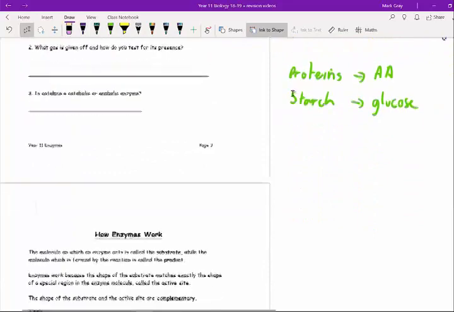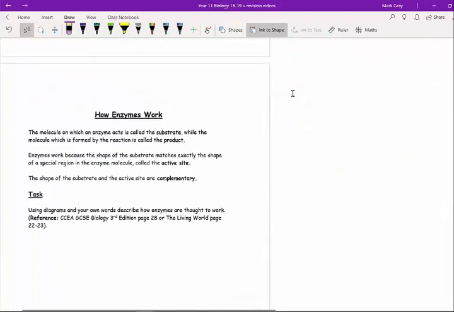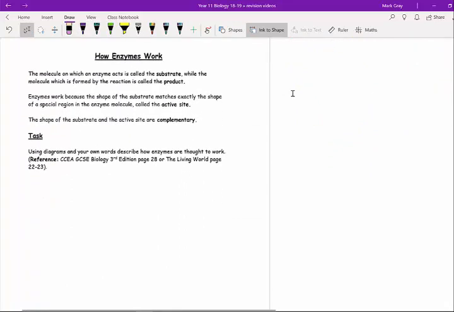We've got a few other wee questions on it. The only other thing that you want to take away is that this is a catabolic enzyme. Now, that's not so bad, is it? Not too bad. Now, this bit is how enzymes work.